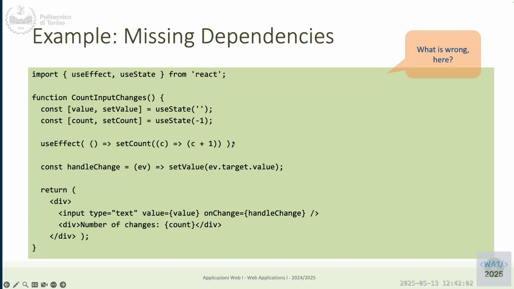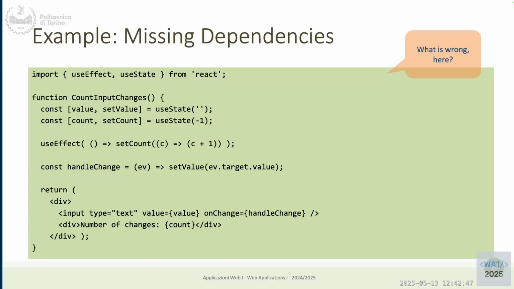To make this work, we should have a dependency array with value inside. So let's run this effect only when value changes. If count changes, we don't want to run the effect. Always be careful when, in an effect, we are changing a variable which is in the dependency array. Because then you are changing something that will trigger a state change, that will trigger the execution of the effect, and so on in an infinite loop.